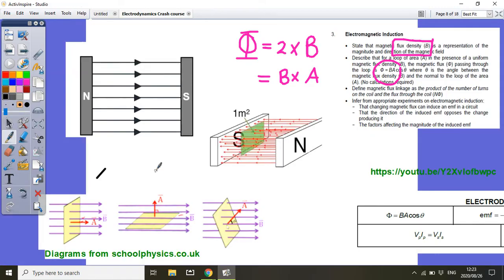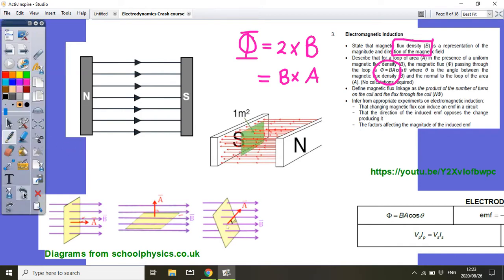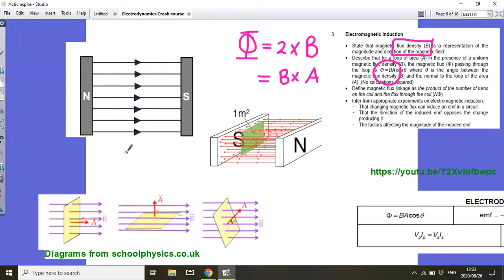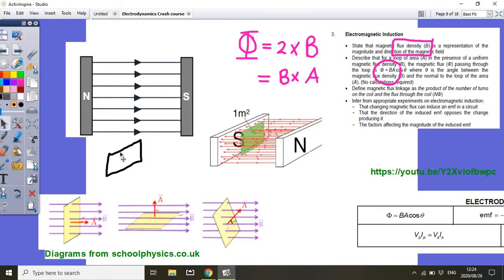My board is just stalling for 1 second. There we go. So I'm just going to get rid of those little lines. I'm going to try and draw that little area there. So let's say I have this little area here, and this block or coil or whatever it is, is going to move through this magnetic field. It's a very simple way of explaining it, but I'm hoping you will understand.